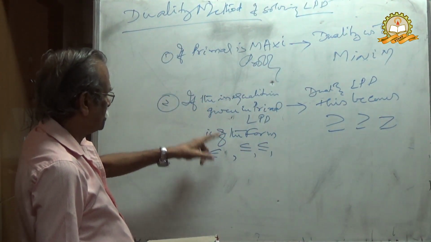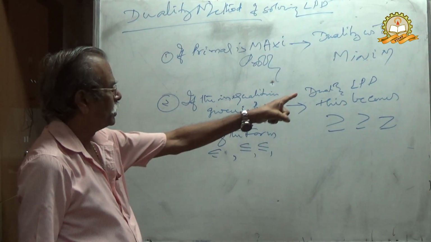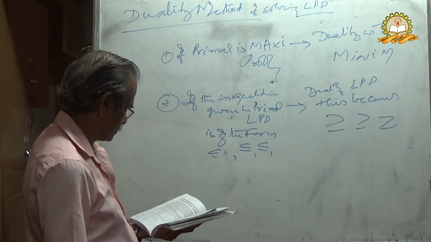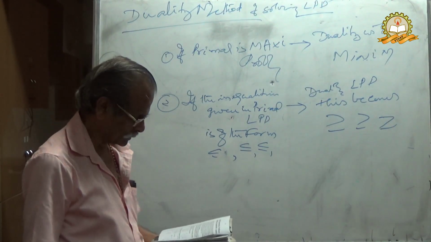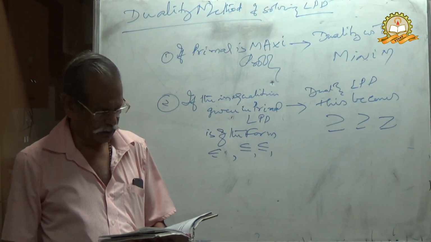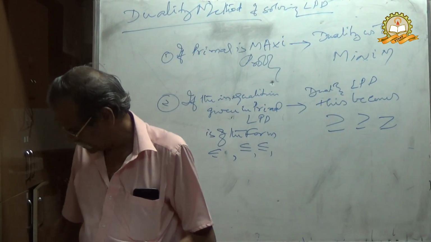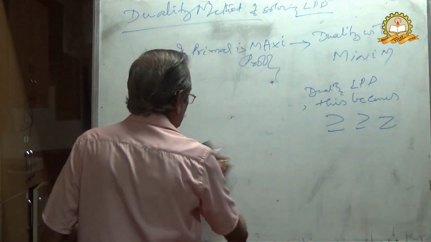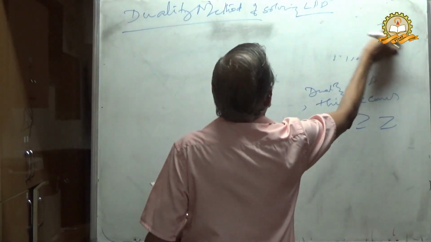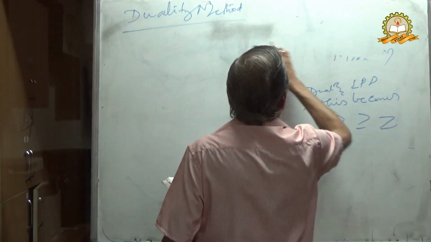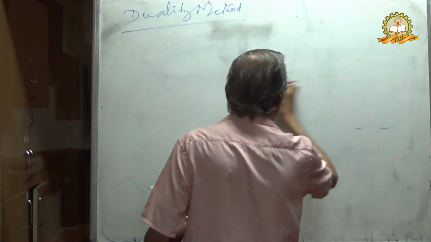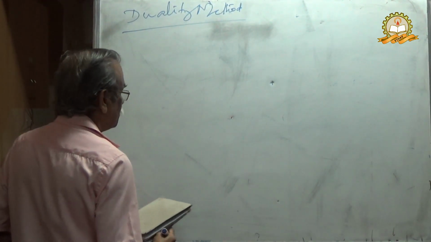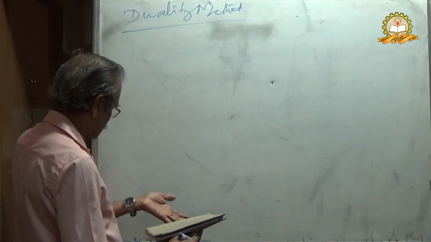If the primal is less than, the dual will be greater than, greater than, greater than. Then the method of forming the dual is as follows. A 6 marks question, forming the dual is as follows.